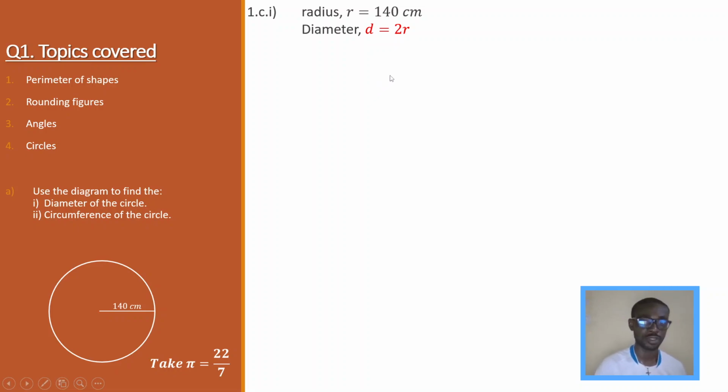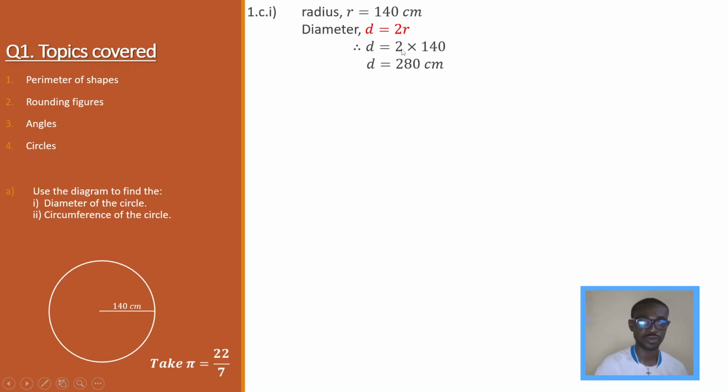And all that we have to do is our substitution. Once we know that the radius from the question is 140 centimeters, we have to just substitute 140 centimeters. Wherever you see R, you put the 140 centimeters there. So this 2 is the 2 that we have here, and the R has now been substituted with 140 centimeters. When you do your multiplication well, you are going to get 280 centimeters.